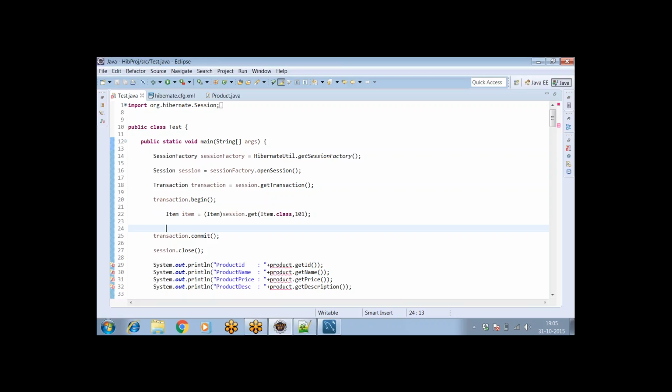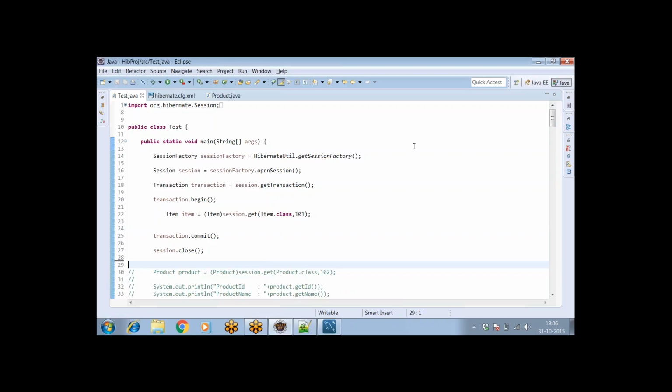Now, will the associated bids be fetched eagerly or lazily? That is what you need to know. Okay, let's see. Just a minute, please.